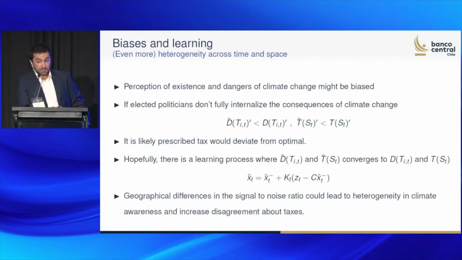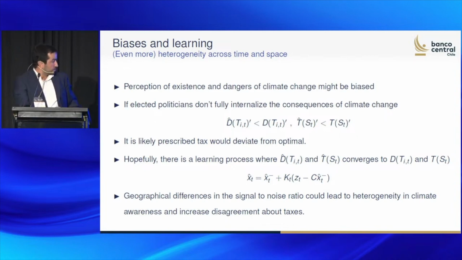So, within the framework of the model, the perception of the existence and dangers of climate change might be biased. If elected politicians or policymakers don't fully internalize the consequences of climate change, then in this reduced form, I'm saying that maybe the perceived elasticity from carbon to temperature and from temperature to productivity may be biased. It is likely that the prescribed tax that they would like to have will deviate from optimal. Now, hopefully, there's a learning process where D hat and T hat converge to D and T.